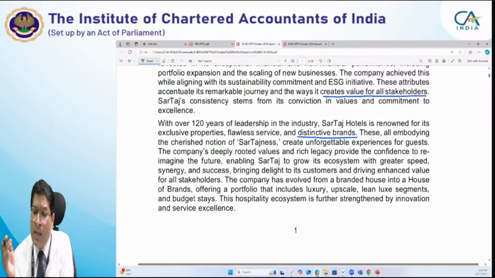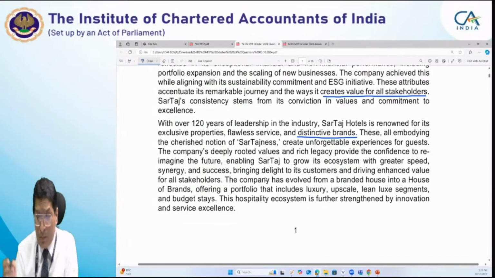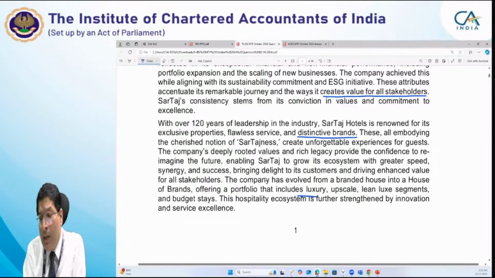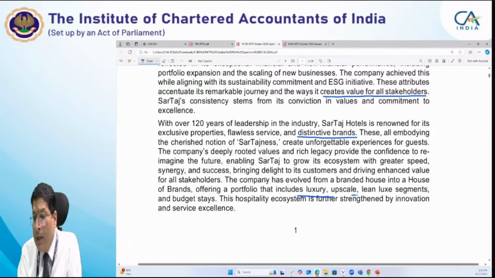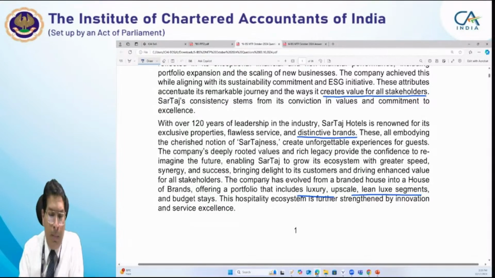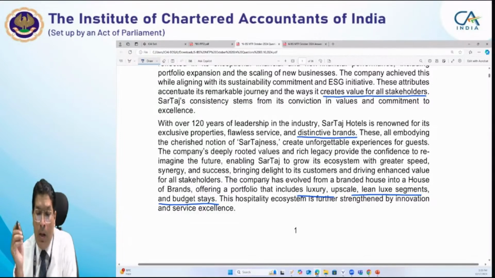The company has evolved from a branded house into a house of brands, offering a portfolio that includes luxury, upscale, lean luxury segments, and budget stays. This hospitality ecosystem is further strengthened by innovation and service excellence.